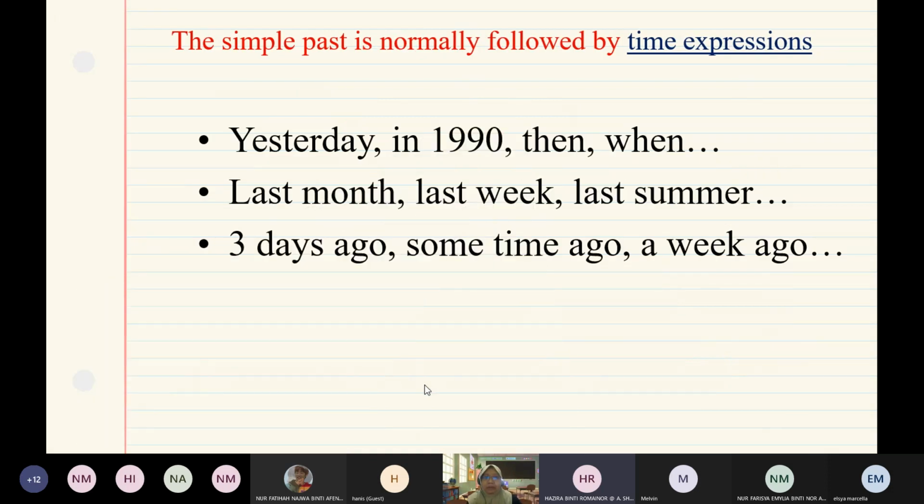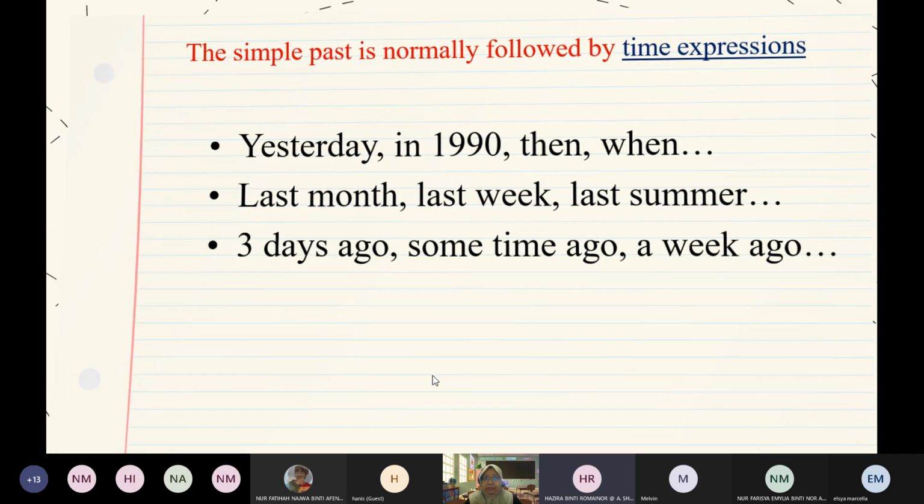Okay, the simple past is normally followed by time expression. Usually simple past tense, there are the time expression. What is time expression? Example, they mentioned yesterday, in 1990, they stated the time. Then, when, last month, last week, last summer, 3 days ago, some time ago, or a week ago. Okay.